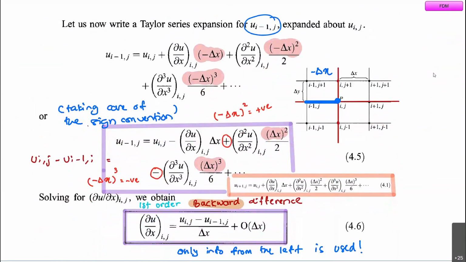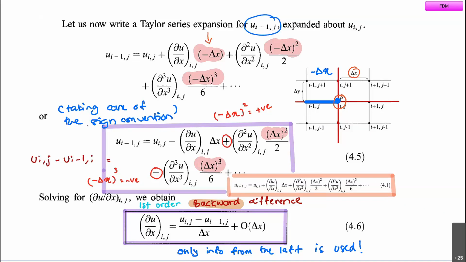So if you write down u i minus 1 j, this is the equation that you're going to get. The first one is just u ij, which is the origin. Then remember, because you're trying to approximate the value on the next node on the left, your delta x is now negative. Delta x is positive to the right, but now you're moving to the left, so your delta x is now negative. I highlighted it over here, negative.